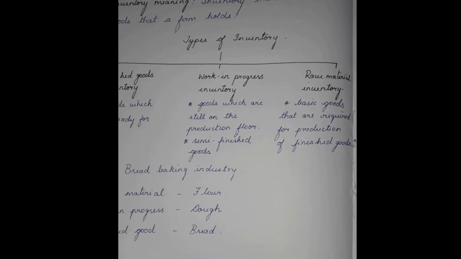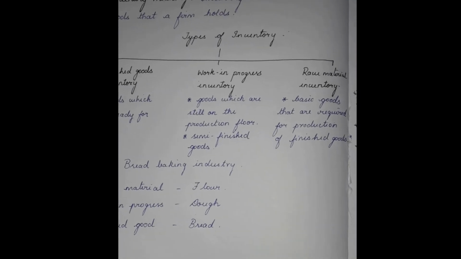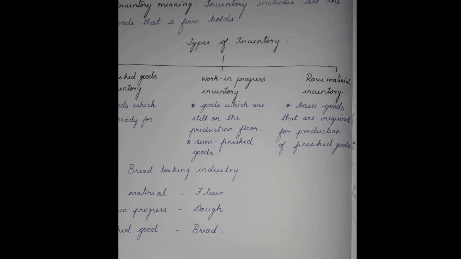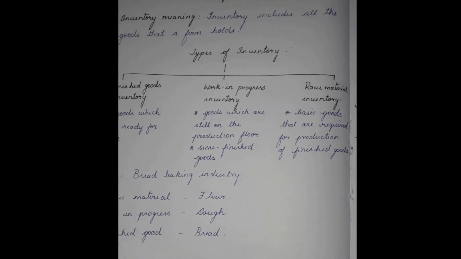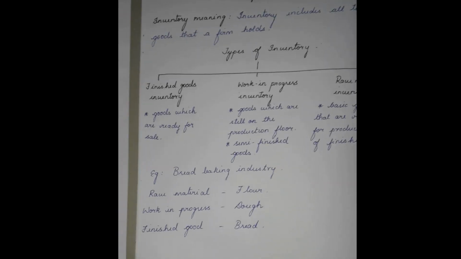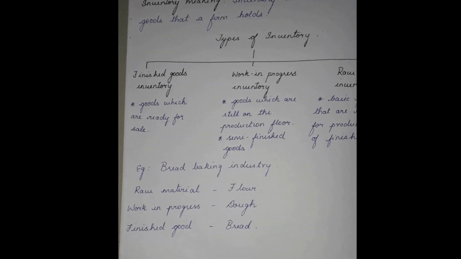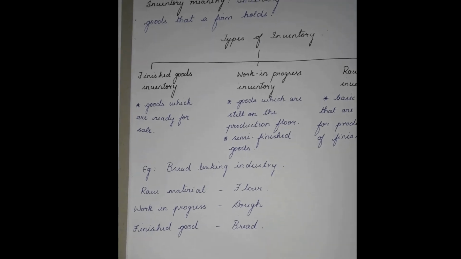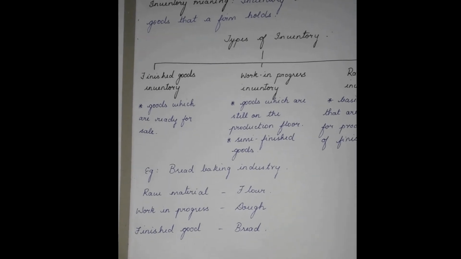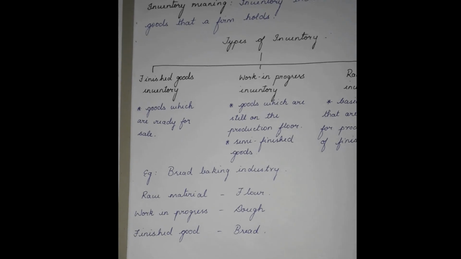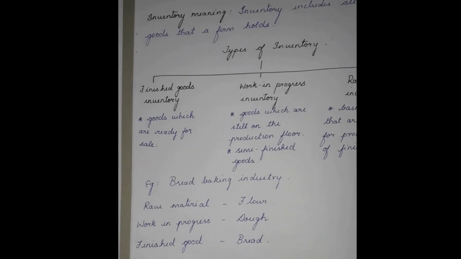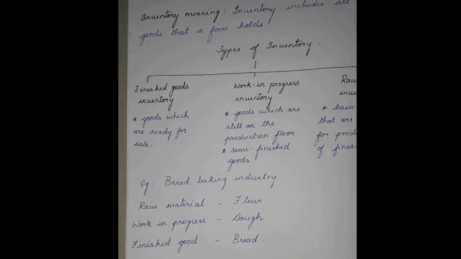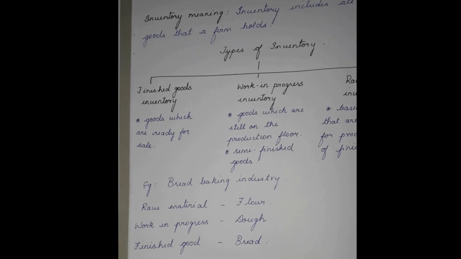And raw material inventory will consist of all those basic goods that are required in order to produce the finished product. So if we take an example of a bread baking industry, then the raw material here would be flour. So the raw material inventory will be carrying flour. Work in progress will be the dough form, and the finished good will be the inventory carrying loaves of bread.